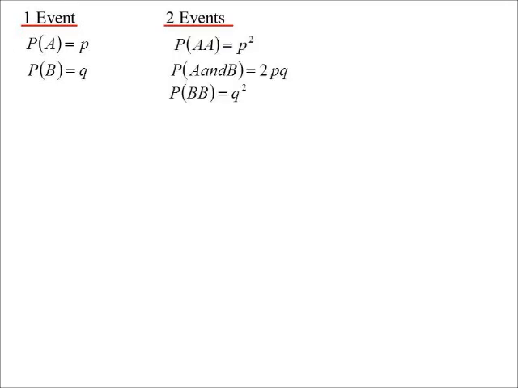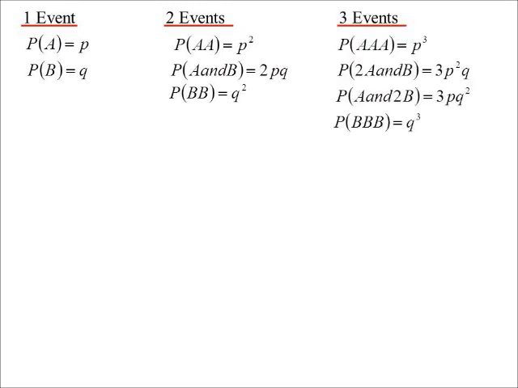Now, if we have a look at each of those, but we're not concerned with the order, okay? Then with one event, probability A was P, probability B was Q. Two events, probability of AA, P squared. Probability of an A and a B, but we're not concerned with the order, would be 2PQ. And then BB, Q squared. Three events, P cubed, 3P squared Q, 3PQ squared, Q cubed.